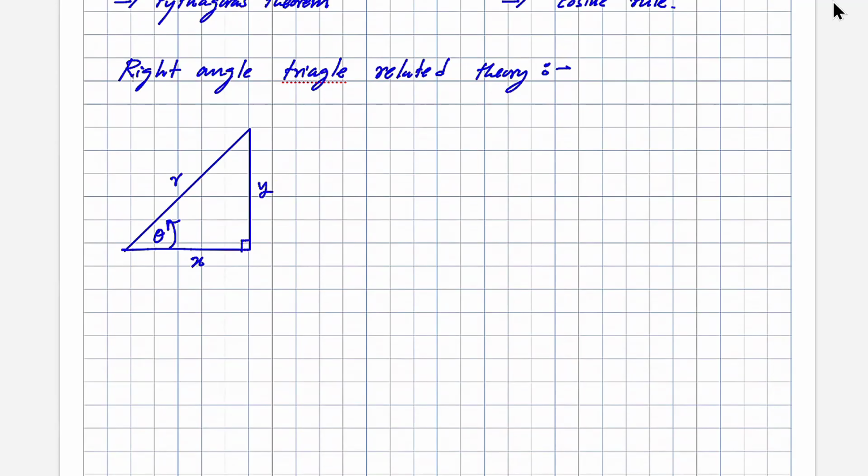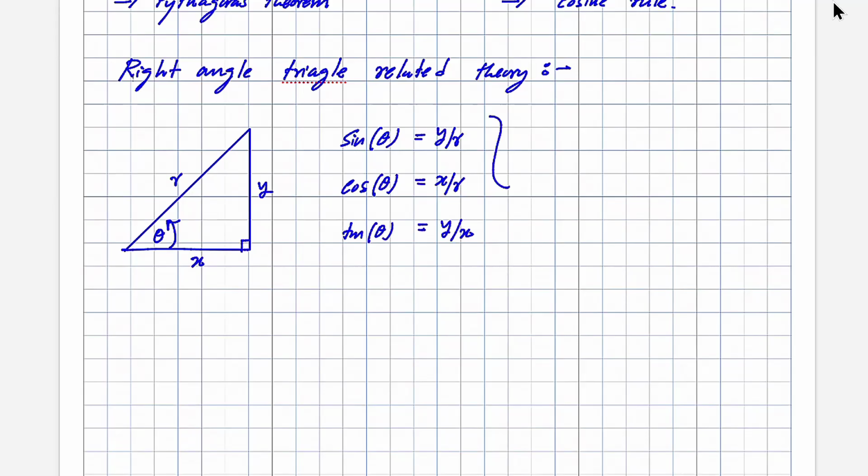Now we will define our sine, cos, tan using SOH CAH TOA. Sine theta is equal to y divided by r. Cos theta is equal to x divided by r. Tan theta is equal to y divided by x. We know that, right?